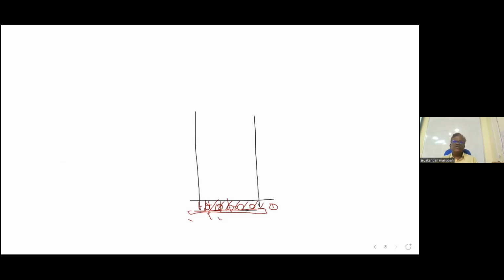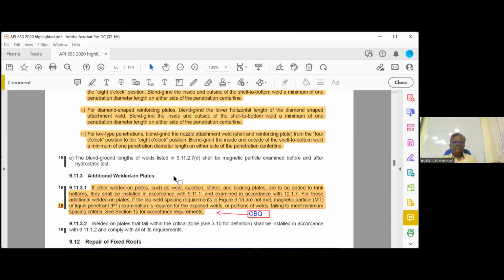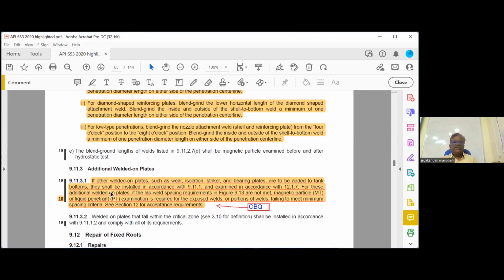Okay. Then 9.11.3, additional welded on plates. If other plate welds such as wear, isolation, structure are to be added to the tank bottom, they shall be installed and examined. If the lap spacing requirements are not met, MT or PT is required for the exposed weld. Just to highlight it, not very important.